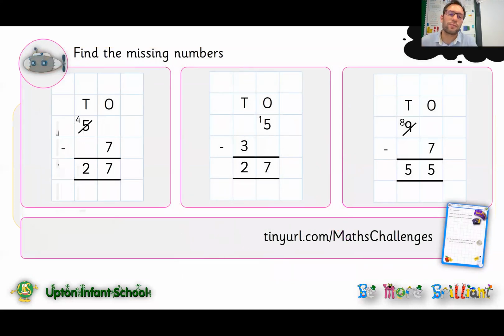Then these more challenging missing number problems. So let's look at the first one. So in that ones column, we had to exchange here. So that was 14 take away 7 is 7. In the tens column, we've got 4 tens, take away 2 tens is 2. And then into the next one, we have got 15 take away 8 is 7. And then we've got 5 take away 3 is 2.